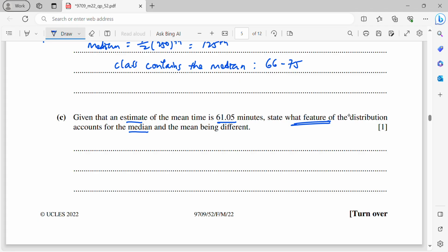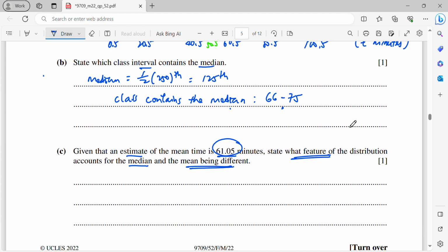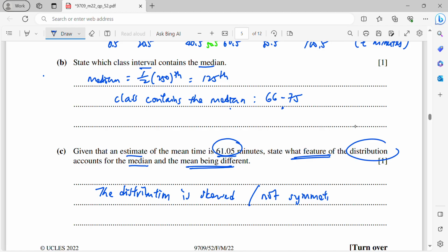Now part c: given an estimate of the mean time is 61.05 minutes, state what feature of the distribution accounts for the median and the mean being different. Since the median is in the class 66 to 75, and the mean is only 61.05, the median is not equal to the mean, because the median and mean are in different classes already. Therefore, the distribution is skewed, or you can just say it is not symmetrical, because the mean is not the same as the median. So that's the solution of this question.